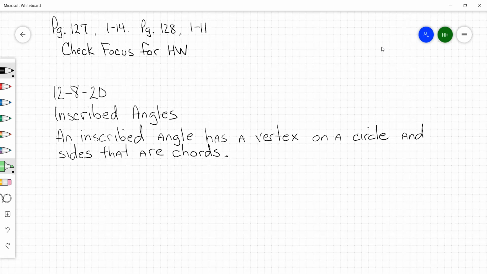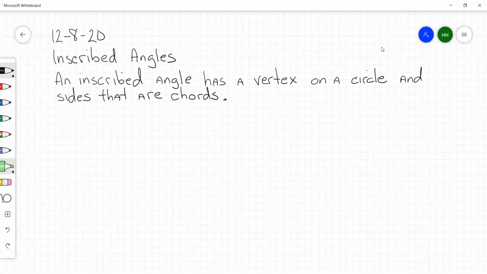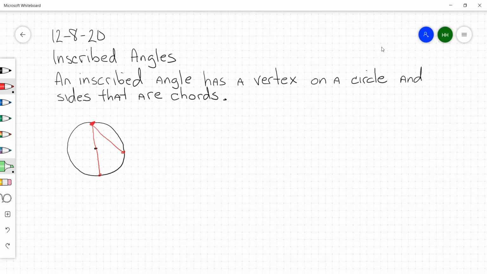So let's draw a picture of some inscribed angles. Here's one example. You've got a circle, all right, and this inscribed angle has a vertex on the circle. And now watch, its sides are chords. So here's a chord that goes through the center and a chord that doesn't. All right, so that red angle there is an inscribed angle.